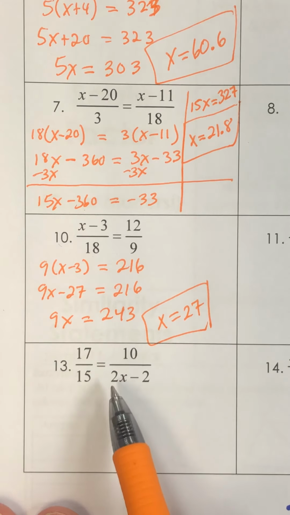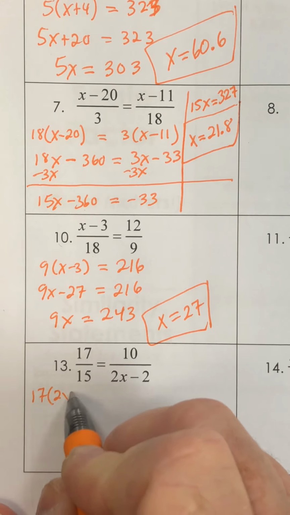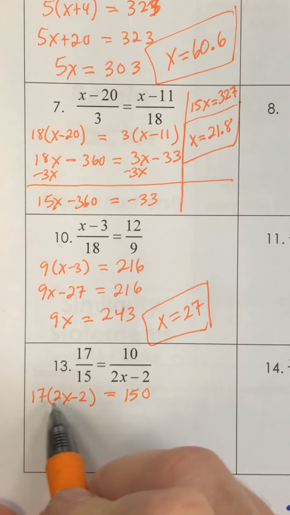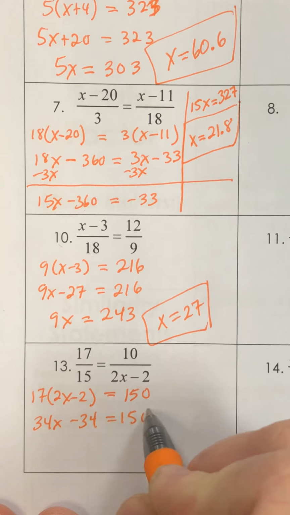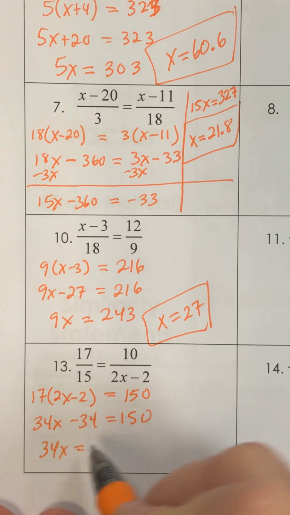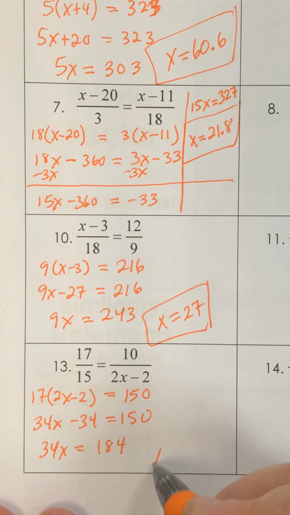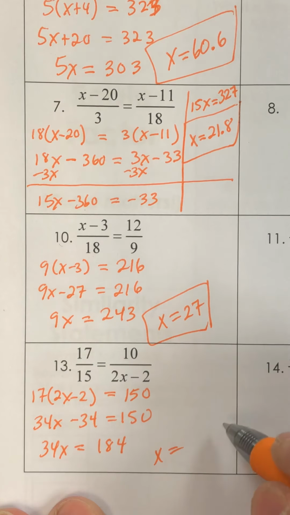All right, and the last example, cross multiply 17 times the 2x minus 2, so 17 times the 2x minus 2 equals 15 times 10, it would be 150. 17 times the 2x, just distributing. 17 times 2 would be negative 34. All right, so add 34, so 34x is going to equal 184. And so what's 184 divided by 34? We'll say 5.41.